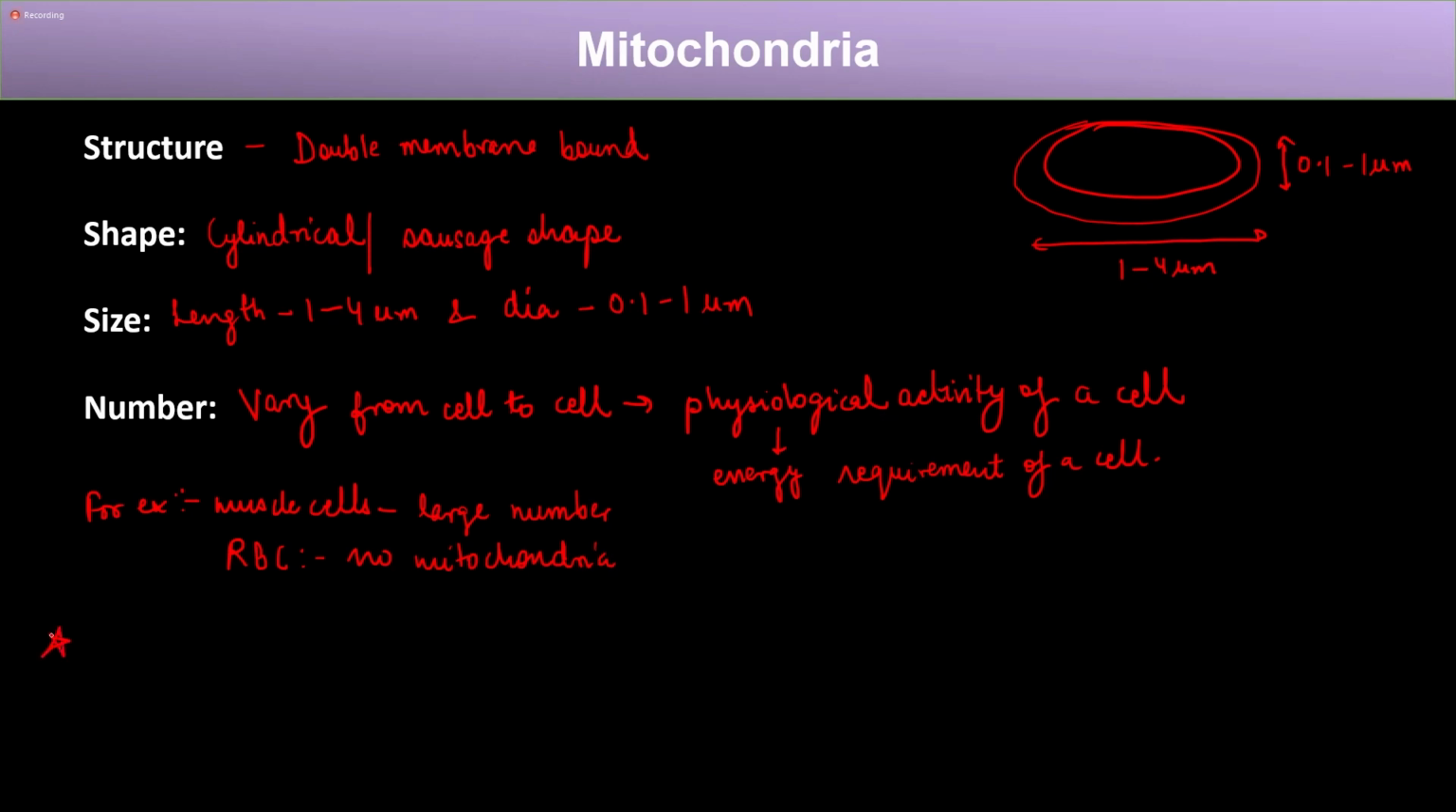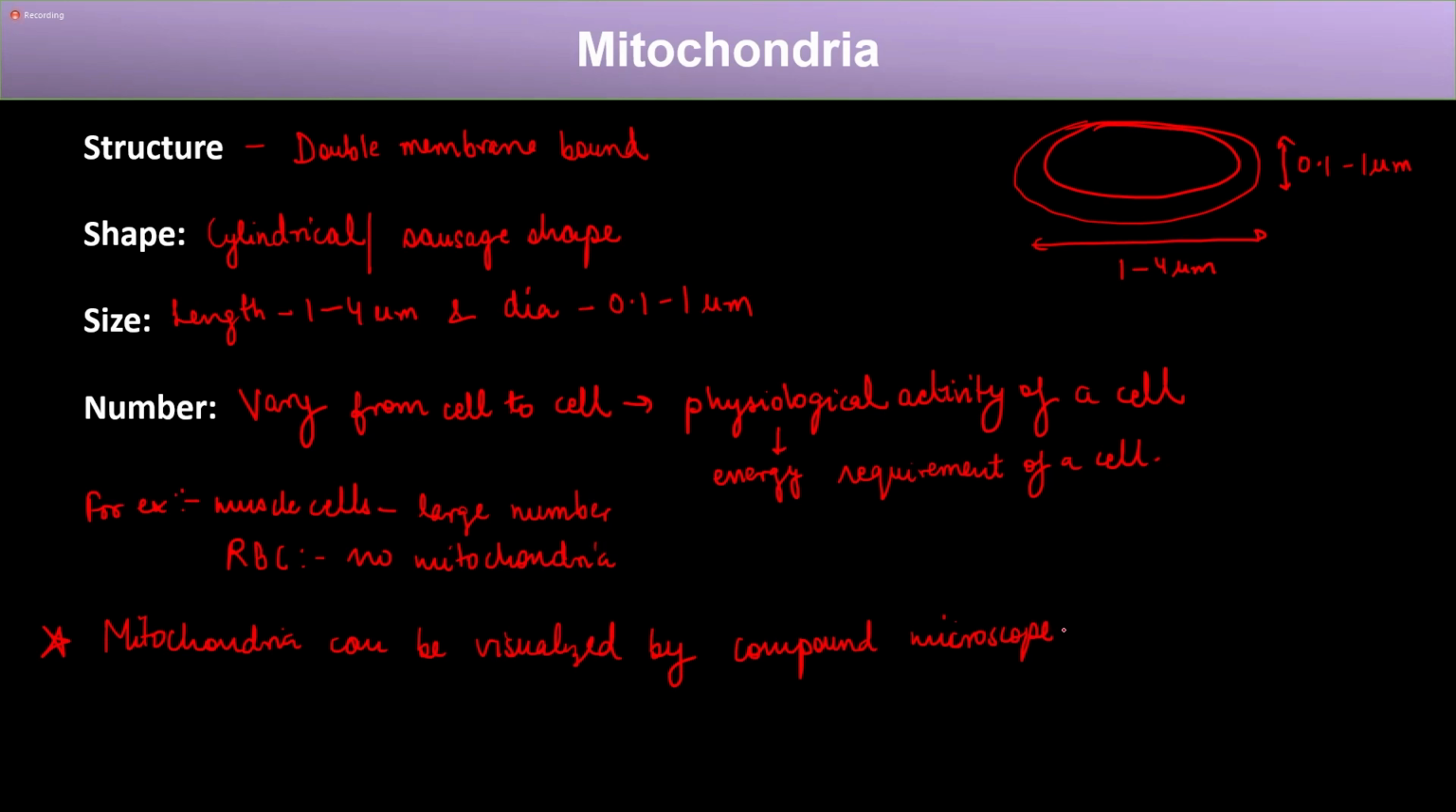Apart from this, one important thing is we said that a cell can be visualized under a light microscope, right? But if you want to see a mitochondria, can we see it under a light microscope? The answer is no. So how do we see a mitochondria? Mitochondria can be visualized by compound microscope, but they cannot be seen without staining because these are colorless.